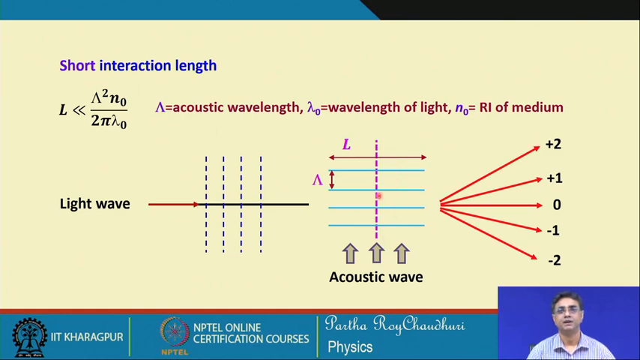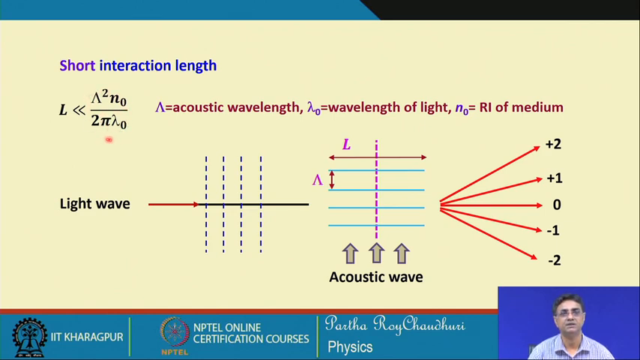the acoustic wave has a very small width, it is a thin phase grating. In that case, the condition we have seen is that the width of the acoustic wave should be much less than. We will study with a numerical example, with the known values of the wavelength of the acoustic wave, the refractive index of the medium, and the wavelength of the light wave that will be used.